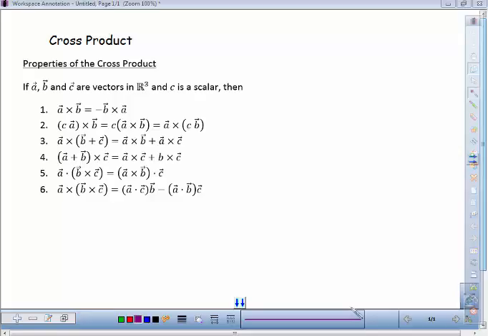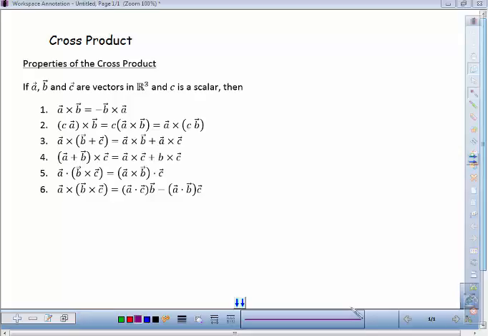And here we have a handful of properties, much like we had for the dot product. There's a couple here that we've talked about already. We talked about the idea that the cross product is anti-commutative, which means it's not commutative. You can't just switch the order and expect to get the same answer. But what happens when you do switch the order is that you get the negative of your result. So we saw that geometrically last time.